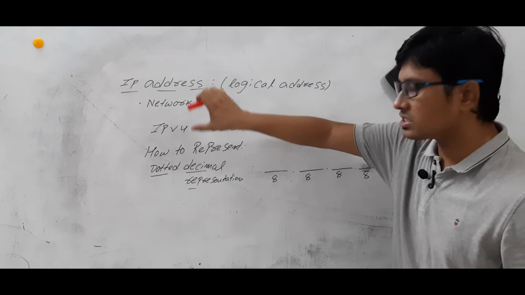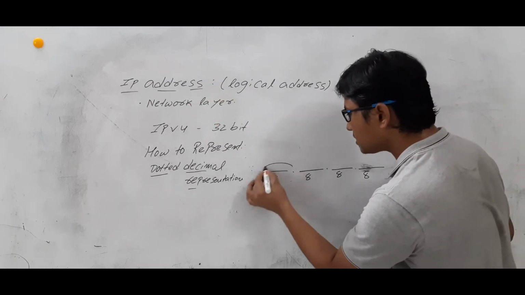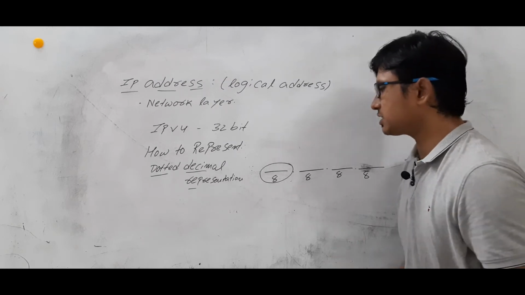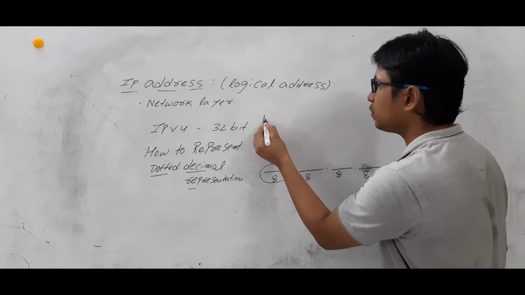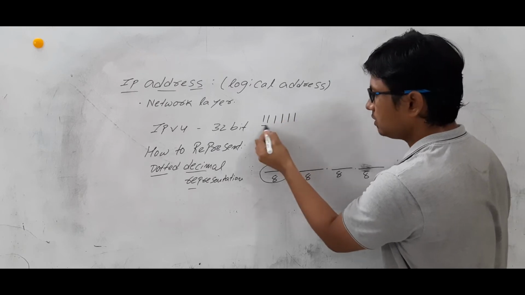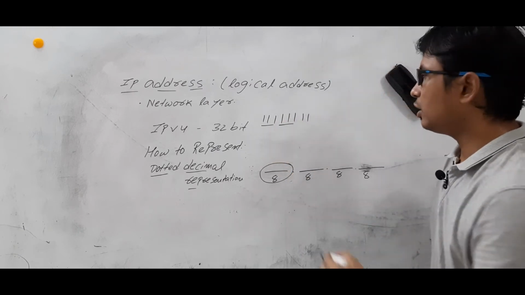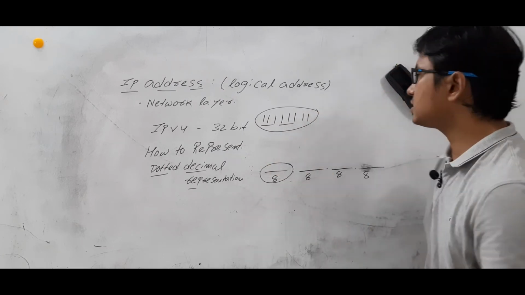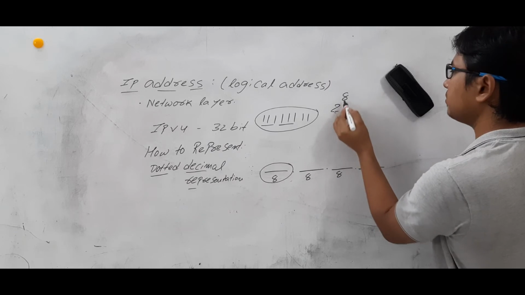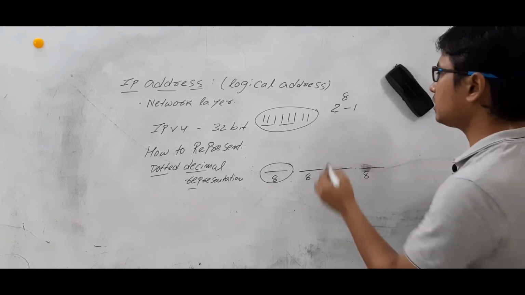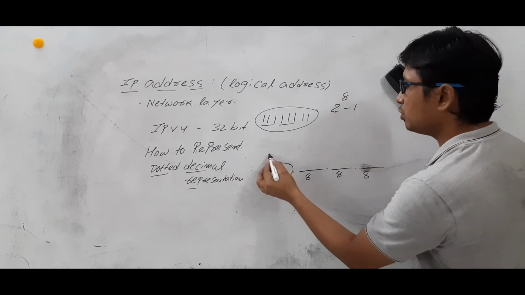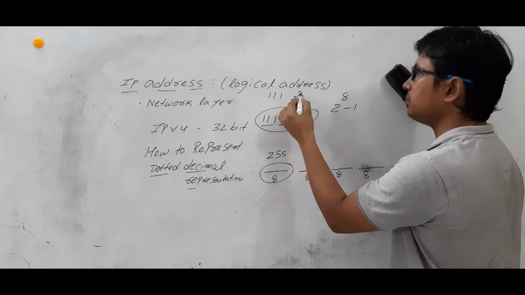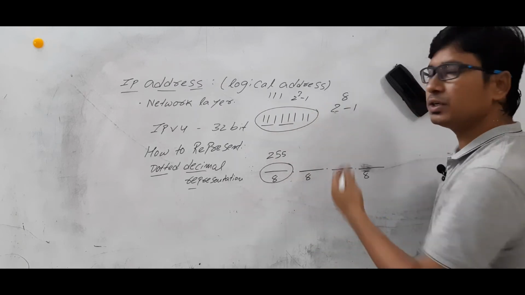Now why is it called decimal? Each 8 bits I will convert into a decimal number. Are you able to understand? Suppose we take 8 ones. If I convert that into a decimal number, it is very simple: 2 power 8 minus 1, which is nothing but 256 minus 1, 255. If you have 3 ones, 2 power 3 minus 1, which is 7, when you convert into a decimal number.